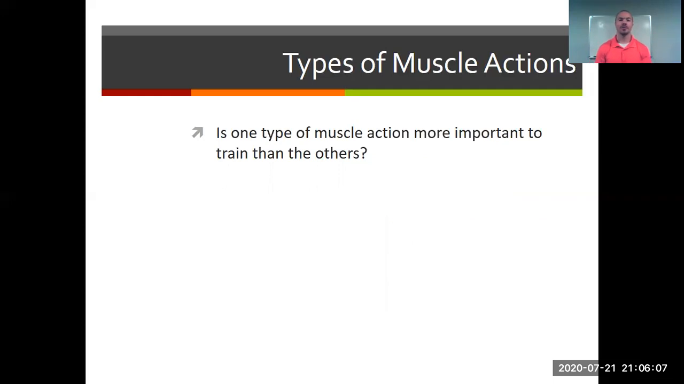Is one type of muscle action more important to train than the others? No, I don't think so. I would say that the isometric and the eccentric contractions are most often neglected. If I could do one thing different from my first several years of training, not only myself, but others, it would be to better employ isometric and eccentric contractions, because all of the training of my athletes and my clients was limited by concentric contractions. Once they concentrically failed, I was like, okay, the set's over. That's pretty much it. I would occasionally do some eccentrics, but it was rare.